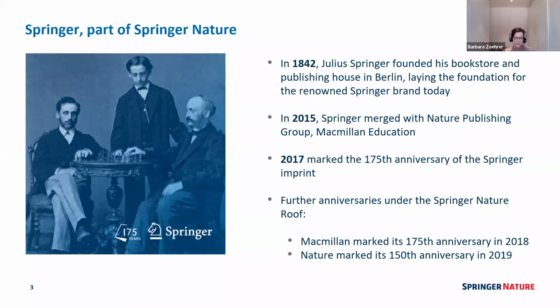So Springer's part of Springer Nature. Join me in a short journey throughout Springer's history, which started in 1842 when Julius Springer founded his bookstore and publishing house in Berlin, laying the foundation for the renowned Springer brand today. In 2015, Springer merged with Nature Publishing Group and Macmillan Education, and in 2017, we celebrated the 175th anniversary of the Springer imprint. And also recently, Macmillan and Nature had very exciting anniversaries in 2018 and 2019.